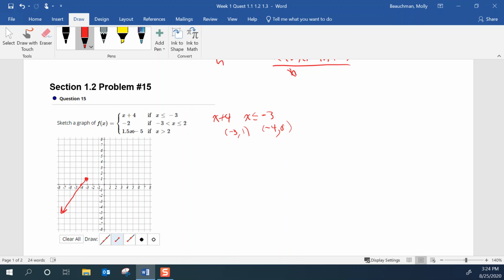So now I'm going to graph the horizontal line between negative 3, it doesn't include negative 3, so I'm going to put an open circle there. So you'll need an open circle because it's a break, and 2.